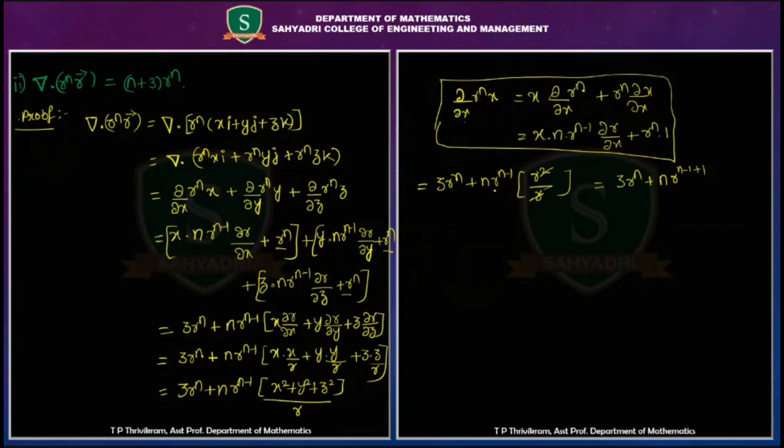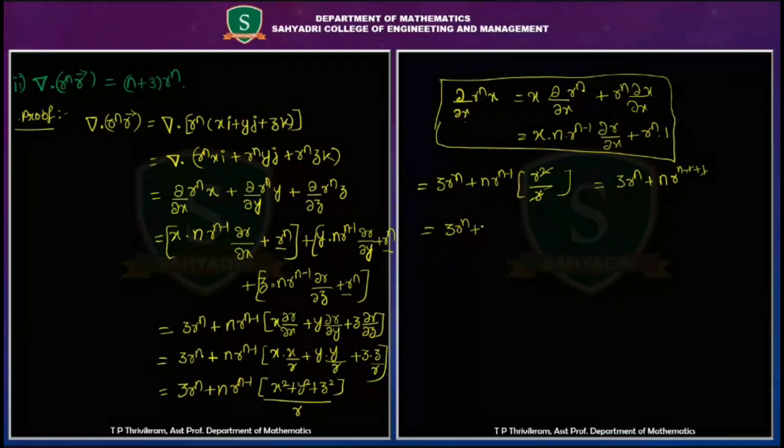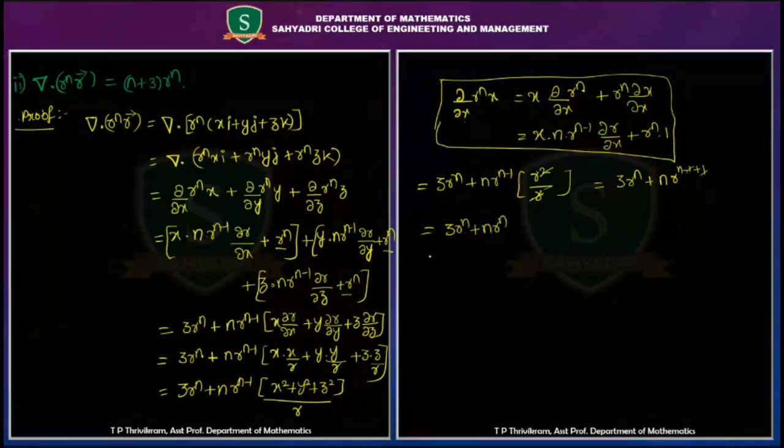When you are multiplying any variable, bases are same, powers will be added. So the 1 gets cancelled: 3r^n + n·r^n. So this is nothing but (n+3)·r^n. Fine.